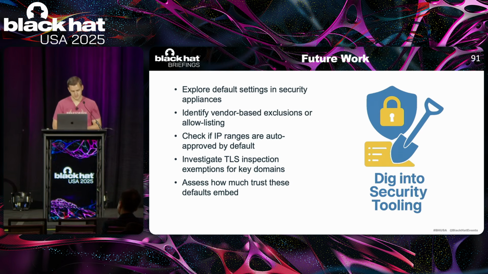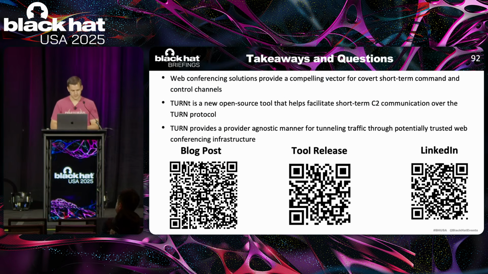It'd also be interesting to see what the default security settings are in a lot of security appliances. I don't necessarily have access to them, but it'd be interesting to know, do they ship default allow lists or exclusions for things like following the vendor recommendations on excluding their traffic from things like TLS inspection at the network level. And so I've got 3 takeaways here.